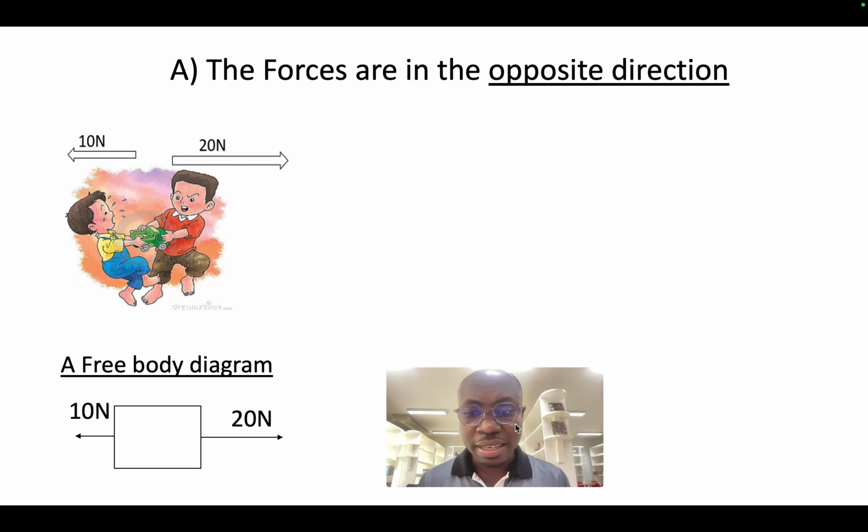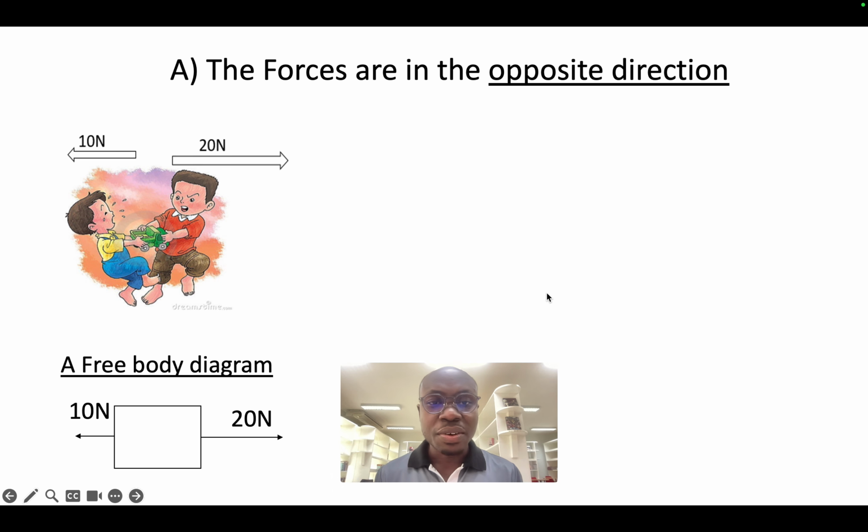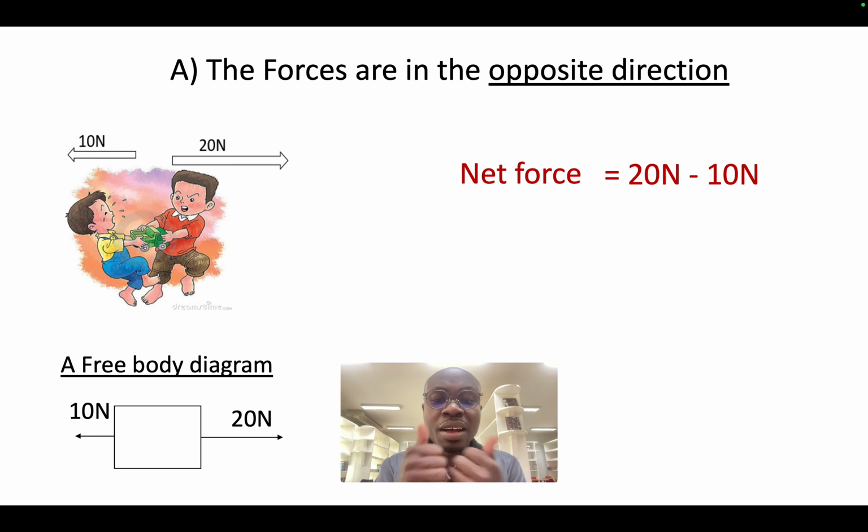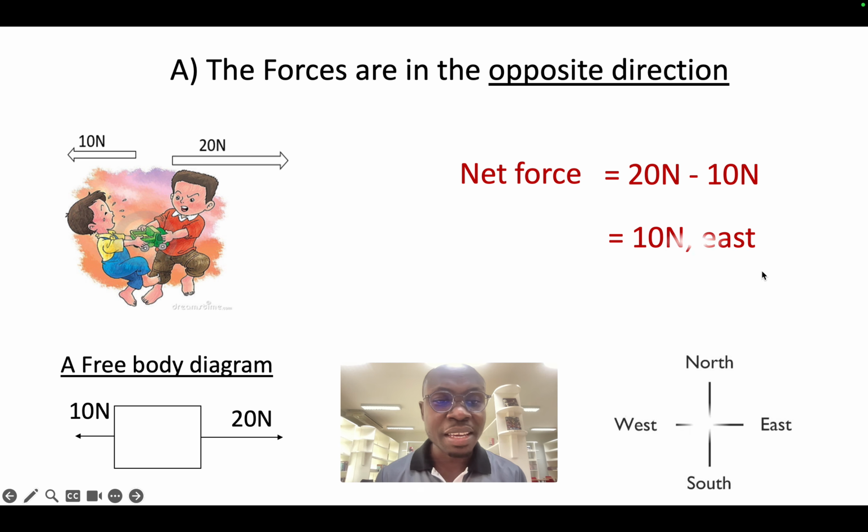Now let's look at it. What is the net force? When the forces are opposite, we're going to minus. So 20 minus 10, and the net force will be 10 newtons east. We have to bring the direction because force is a vector quantity, right, to the east. Next.